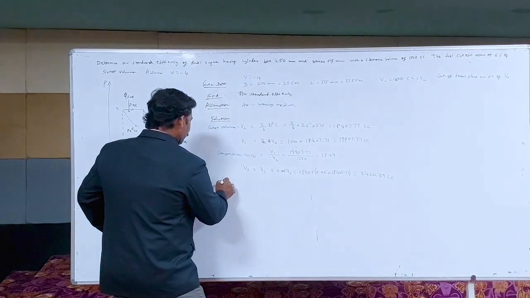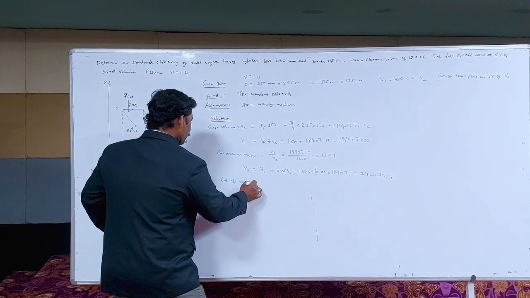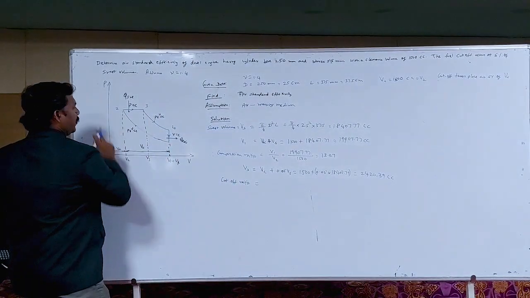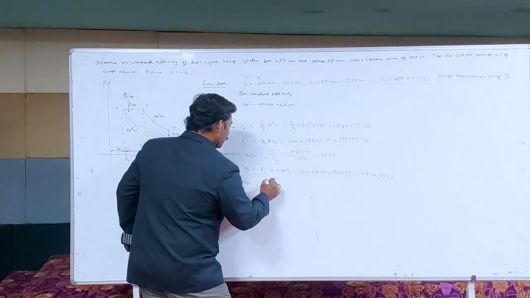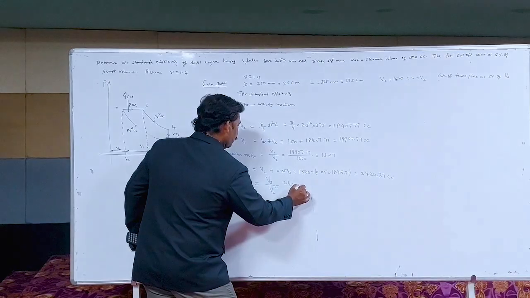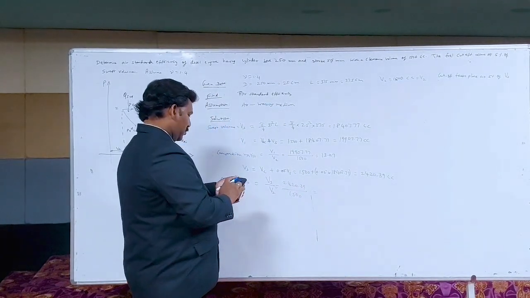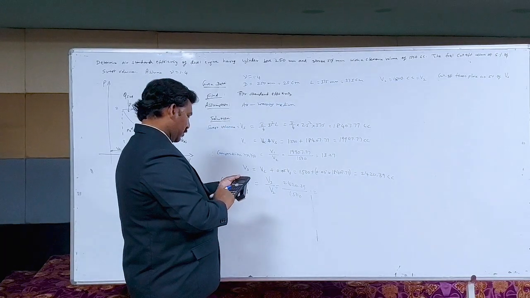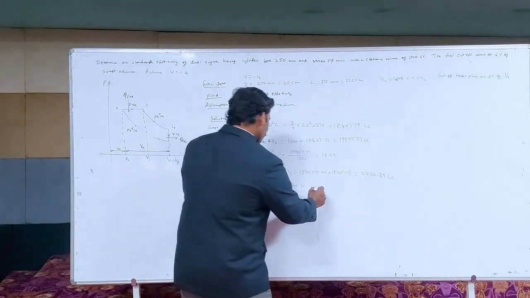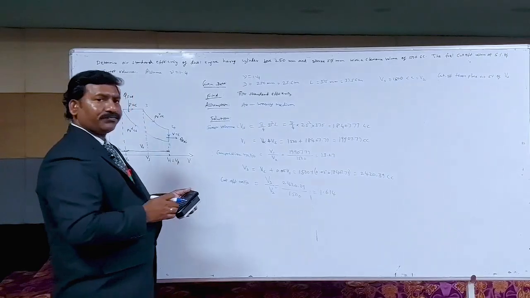Now the cutoff ratio is equal to V3 by V2. So V3 by V2 is equal to 2420.39 divided by 1500, which is 1.614. This is the cutoff ratio.